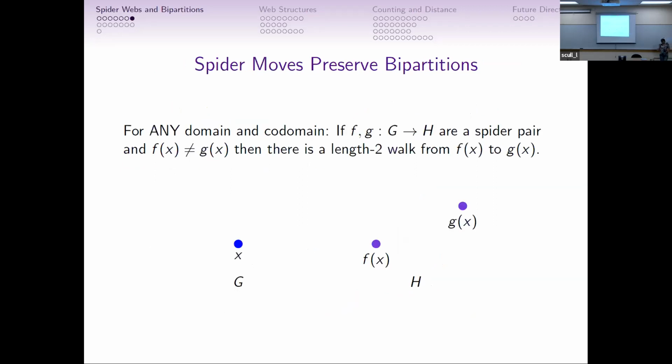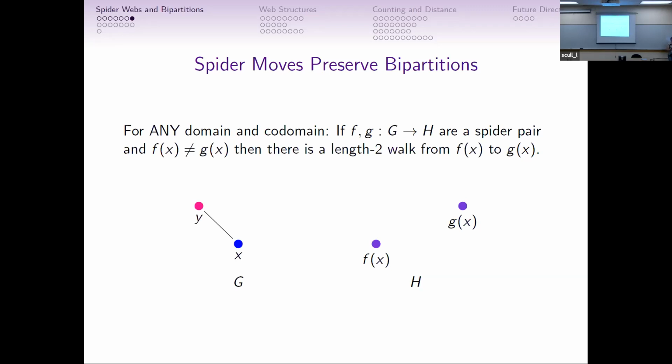So I want to look at what happens after we do a homomorphism and then we start moving our images around with spider moves. So for any pair of graphs, I'm going to convince you that when you do a spider move, there is a length 2 walk in the codomain between where your image was and where the image of the vertex that you moved ended up. So I'm going to take an arbitrary vertex x from my domain, and we'll stipulate that's the one I'm going to move with my spider move.